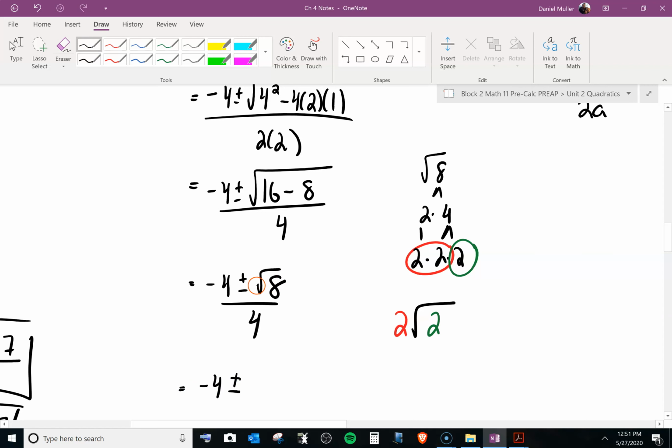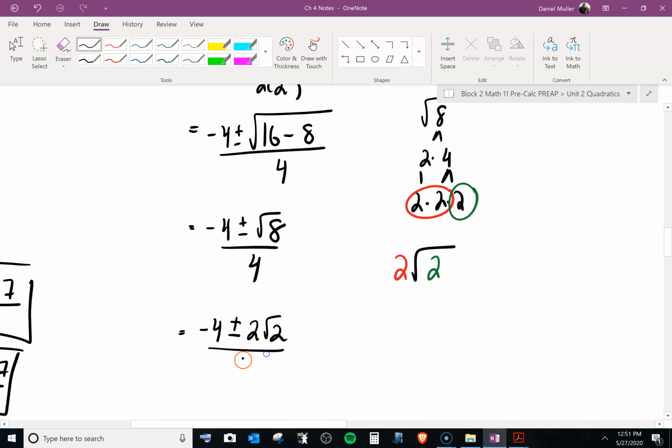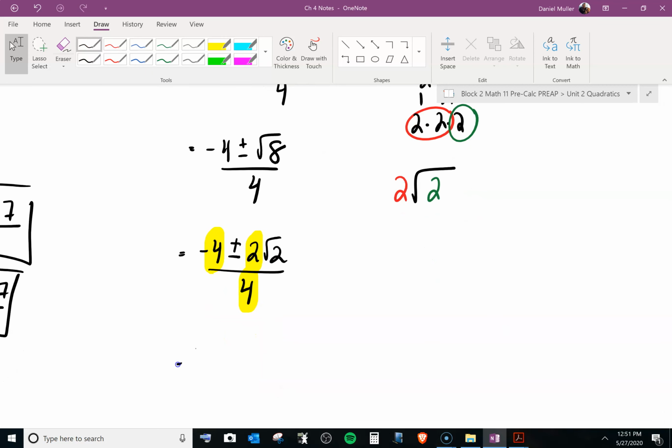Instead of writing a square root of 8 here, I can now write 2 root 2 all over 4. And this is really important because all of your outside numbers, so not the inside of the square root, but all of your outsides can be divided by 2, I want to do that. So I have a negative 2 plus or minus 1 root 2 all over 2.